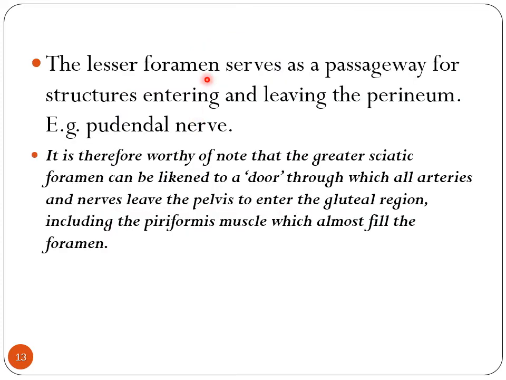Now the lesser foramen serves as a passage for structures entering and leaving the perineum, for example the pudendal nerve. It is therefore worthy of note that the greater sciatic foramen can be likened to a door through which all arteries and nerves leave the pelvis to enter the gluteal region, including the piriformis muscle, which almost fills the foramen. So these are the greater and lesser sciatic foramen, formed due to these two ligaments.